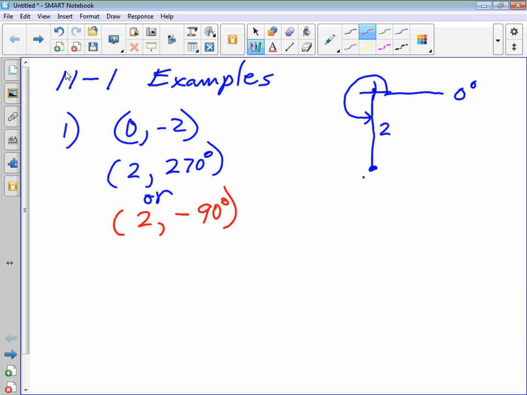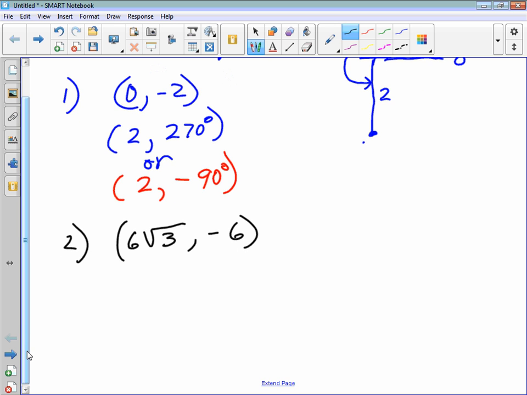Let's try another one. Number 2, example. How about one with a radical? I know you all love radicals. 6 times the square root of 3, -6. Another rectangular coordinate. We're familiar with those. Again, draw a picture. It is just a little sketch is all you need. Starting at the origin, if you go out your x coordinate, 6 times the square root of 3, that's about 10-ish. And then -6, so it wouldn't be quite as long. Look like that.